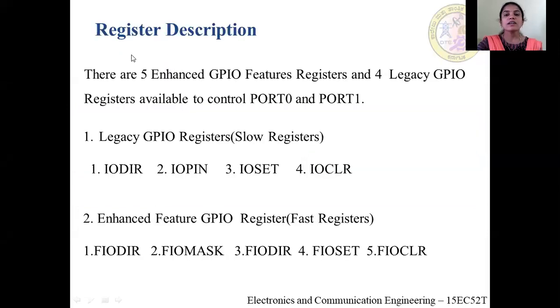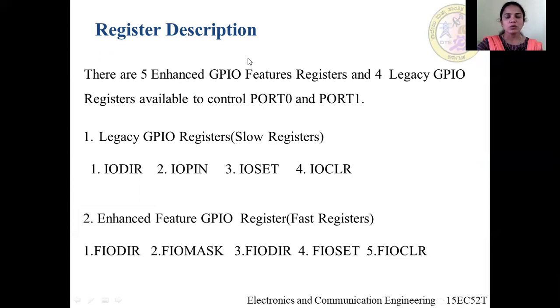So next is the register description. There are two sets of registers that are used to control these GPIO pins, that is the enhanced GPIO feature registers and the legacy GPIO registers. There are 5 enhanced GPIO feature registers and 4 legacy GPIO registers.